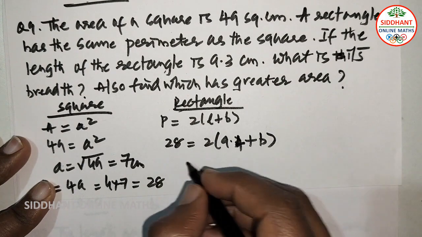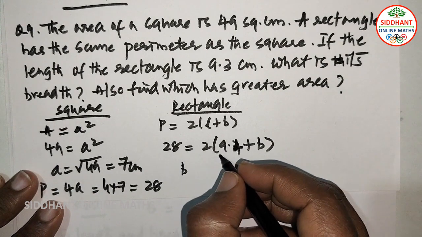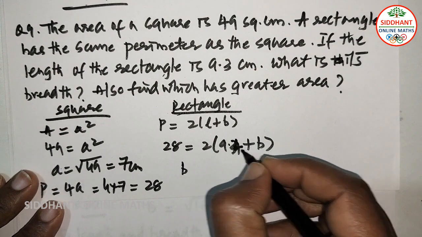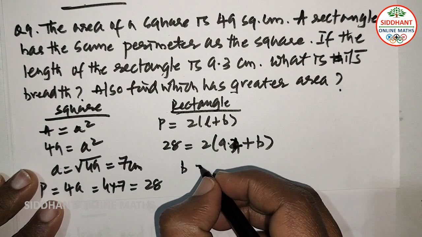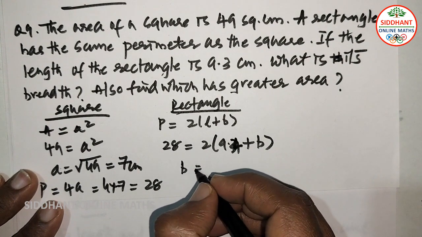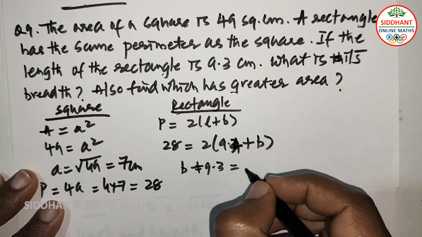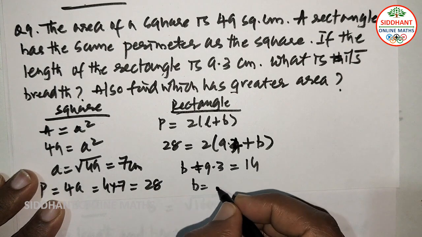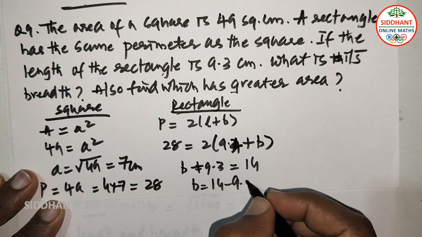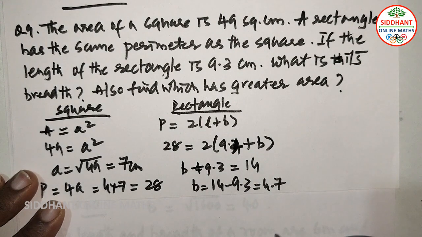So here, 28 is equal to 2 into (9.3 plus b). So b plus 9.3 is equal to 14 we will get. So b is equal to 14 minus 9.3, so that will be 4.7 here.